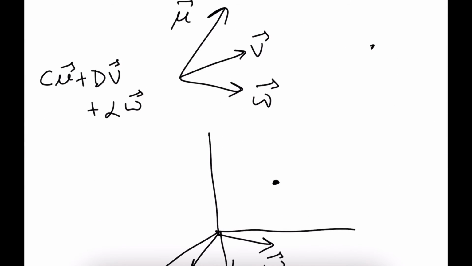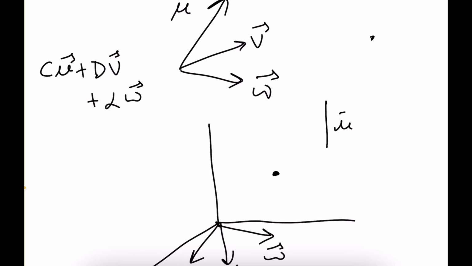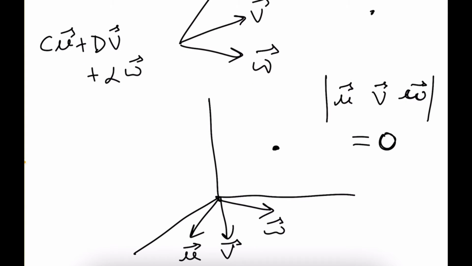Similarly, in the case of 3D, if the determinant of u, v, and w is zero, then it's not necessary that we can reach every point. But if it's not zero, then we can reach every point. So this is the connection between determinant and basically going to every point in a plane or 3D, etc.